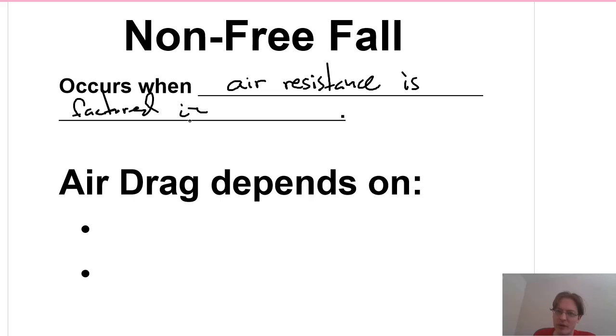If I drop a feather, I have to factor in air resistance to understand what's going to happen. If I drop a bowling ball, then the bowling ball is not affected much by the air resistance. And I'll draw that out to explain. But from experience, bowling balls are going to fall pretty much like free fall, whereas feathers and paper just drift down to the ground. So what factors do affect air drag? In other words, if you have an object, what controls how much air resistance it's going to feel?